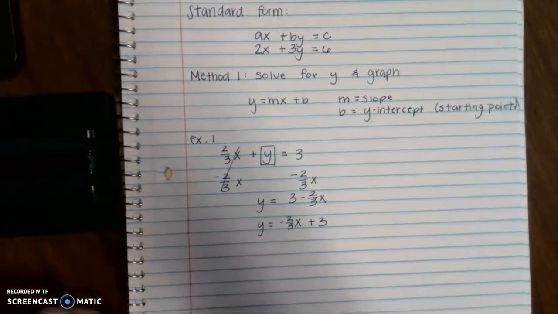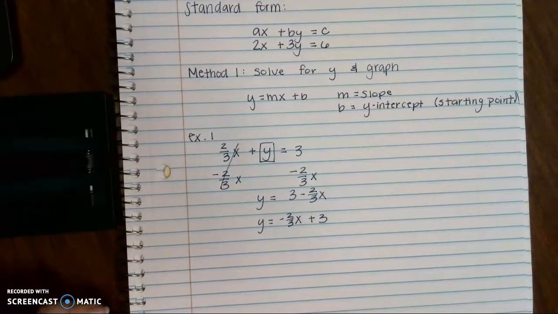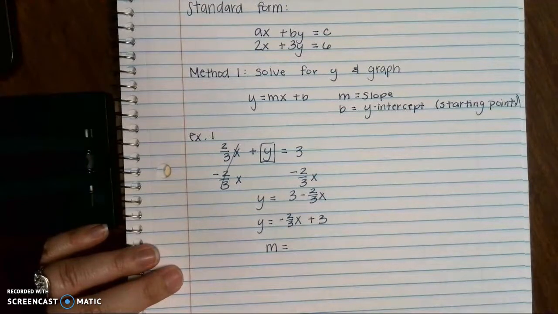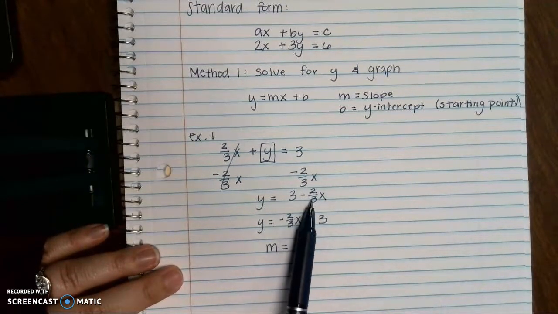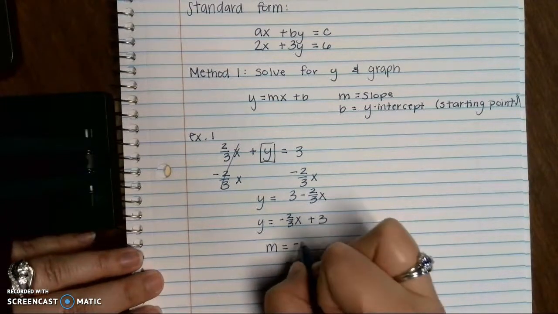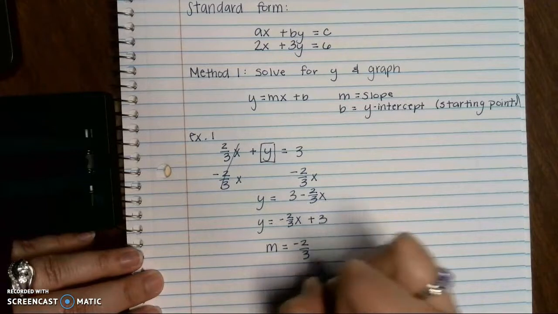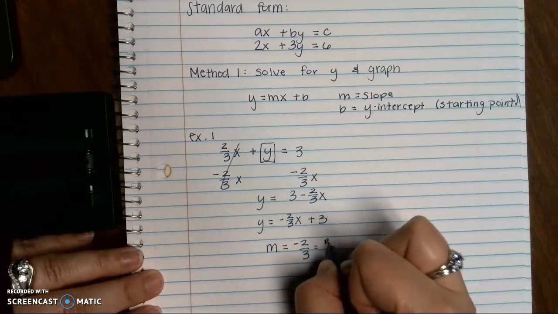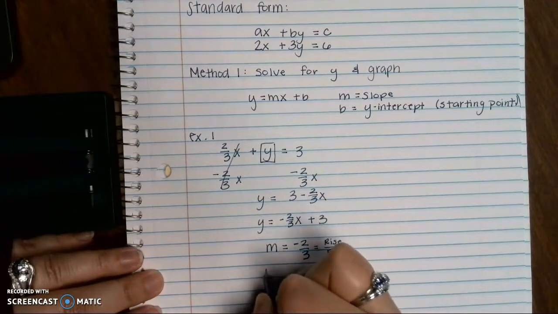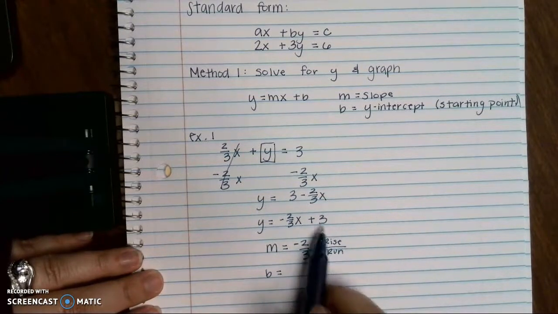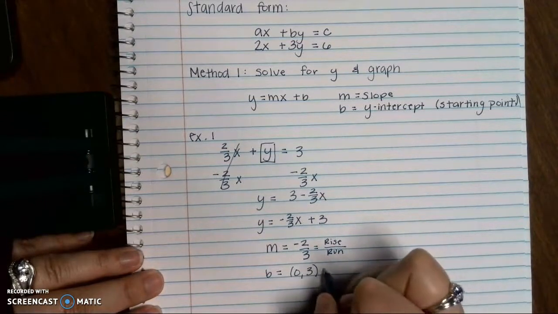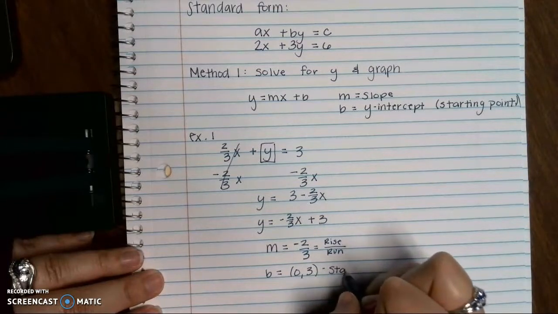Then we're going to identify our slope, our m, which remember that's our number right next to our x, no matter where it's at. So in this case, negative 2/3, which remember is your rise over your run. And then your b is at a positive 3, so as an ordered pair, it is 0, 3, which is our starting point.